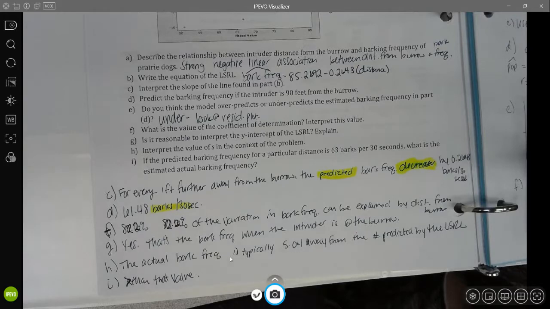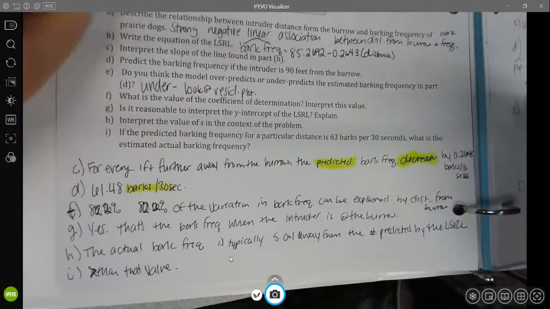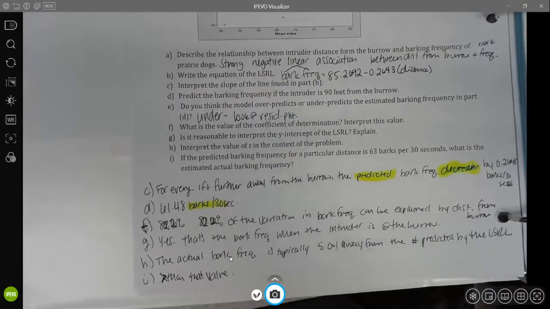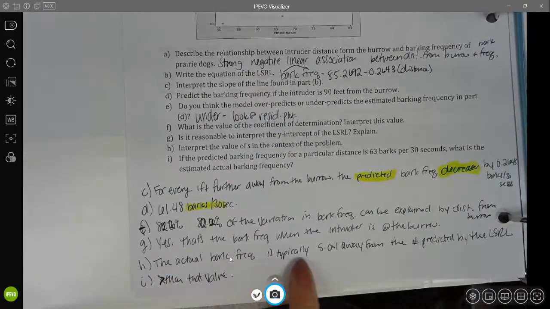Let's interpret the value of S. Remember that S is the standard deviation of the residuals. We are told S up here at the top. So we are here in part H. The actual bark frequency is typically 5.001 away from the number that is predicted by the least squares regression line. It's telling us about how far away, how good is our prediction.